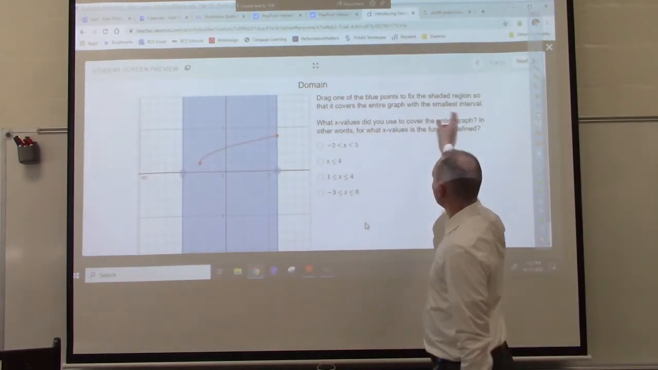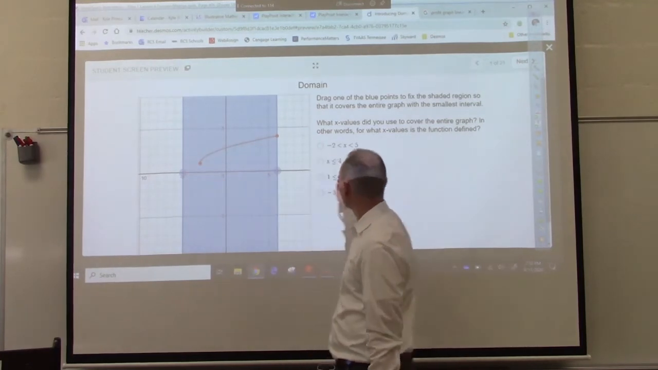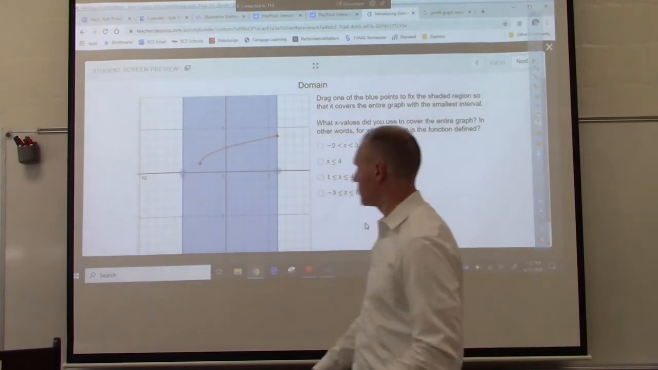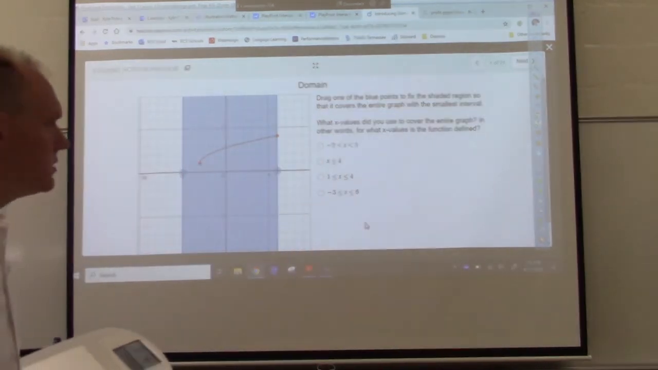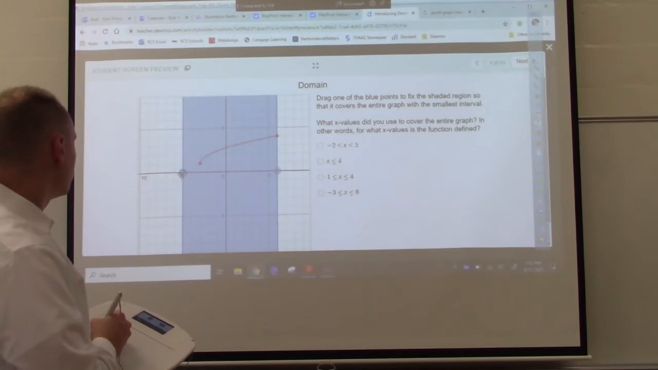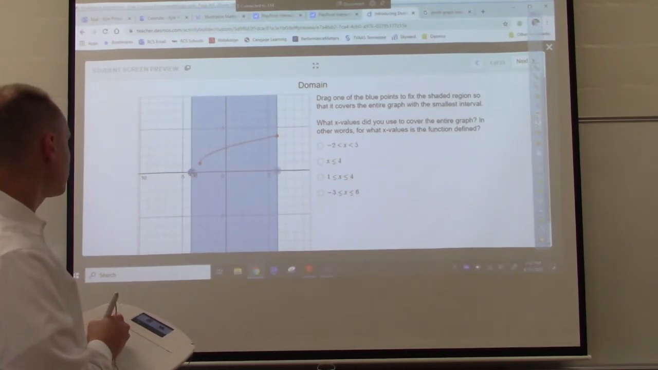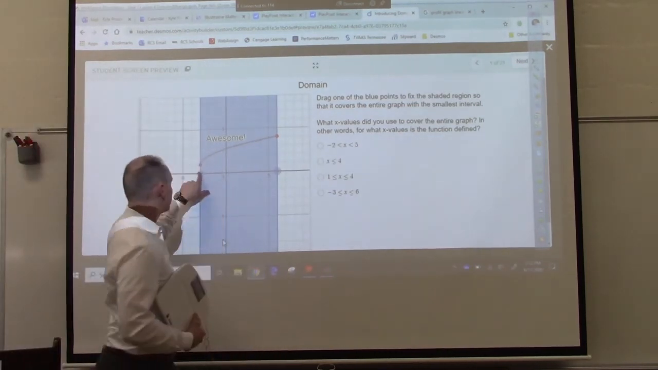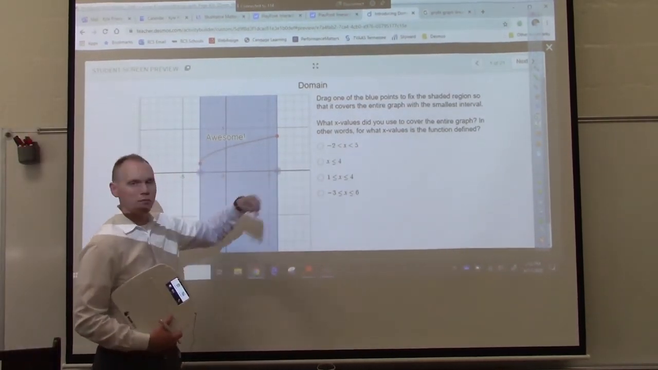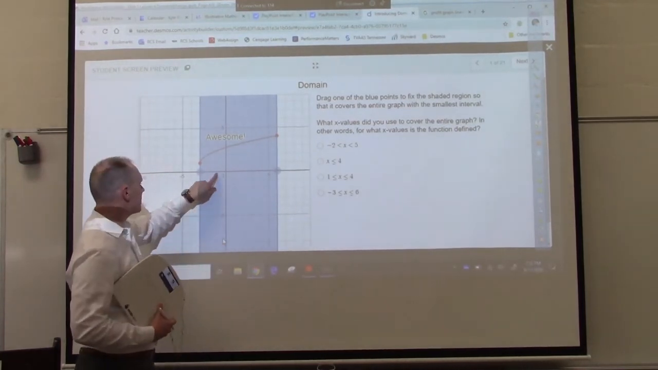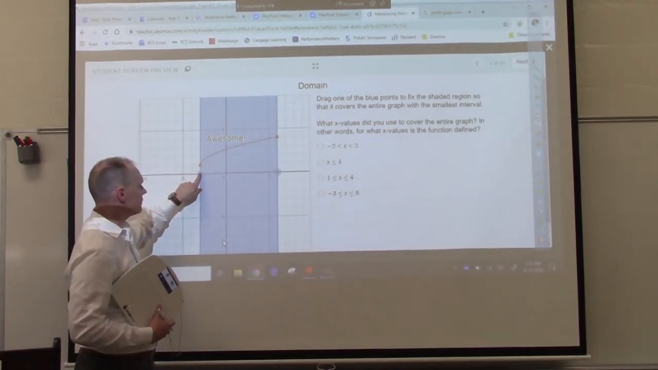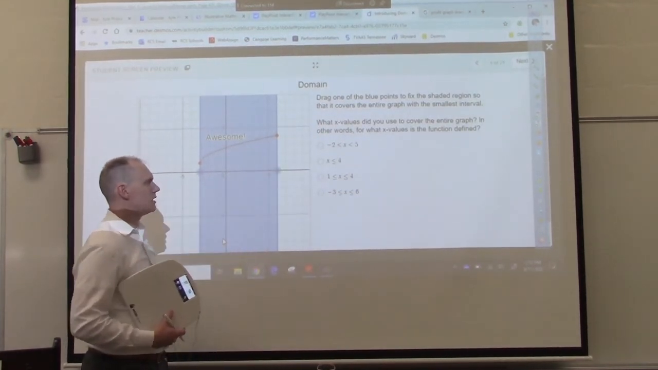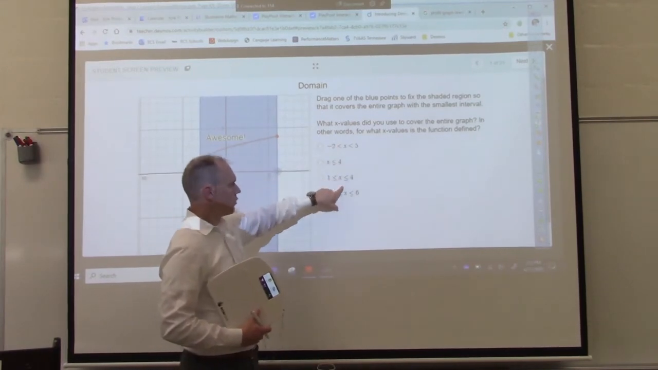So it says drag one of the blue points, so that here are our blue points, so that the shaded region covers the entire graph at the smallest interval. So what I need to do here is move this point so that it just covers the graph like that. So from here to here, this point to this point make up our domain. So it's from -3 all the way to 6.